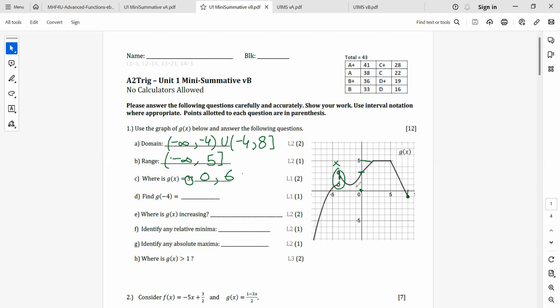G of -4, that is x is -4. Speak loudly, your mic is not good. I don't know what is wrong with this, it is not working, so I have to get a new mic. Okay, sorry. So g of -4, and there is no point at -4, so it does not exist.